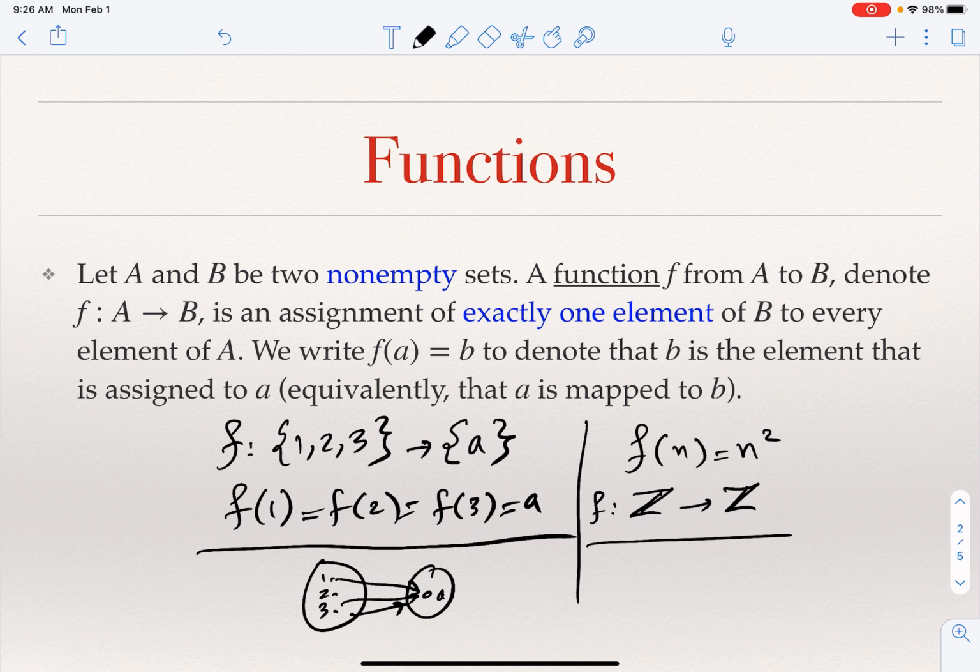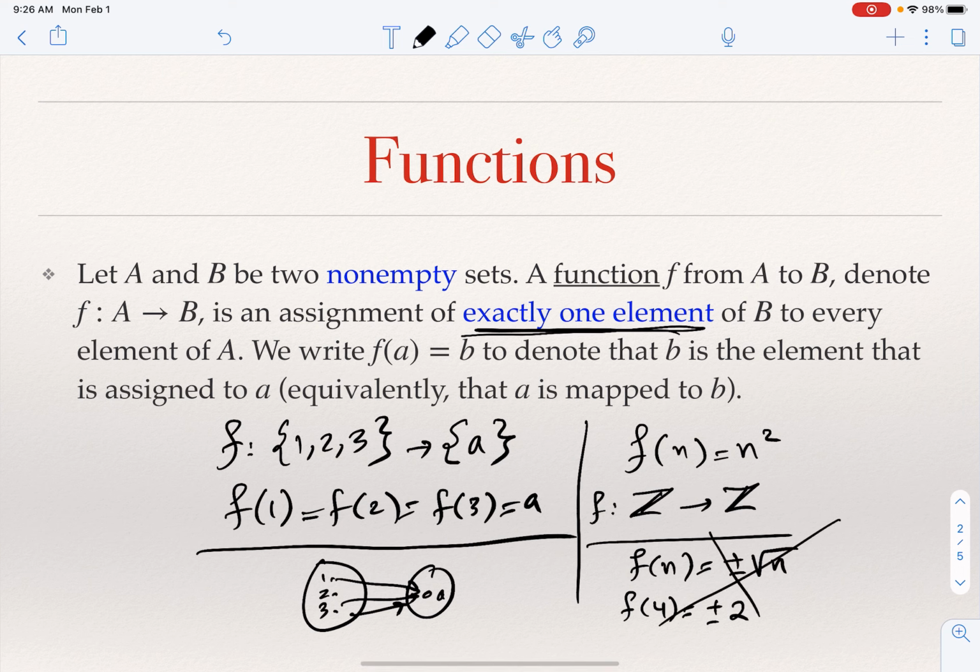But for example, if you define f of n as the two square roots of n, the positive and negative square roots of n, then this is no longer a function, because if I look at f of 4, f of 4 is plus or minus 2. So now I violated this condition of exactly one element, right? I'm mapping the element 4 to more than one element in B, and this is not good. So this is not a function.